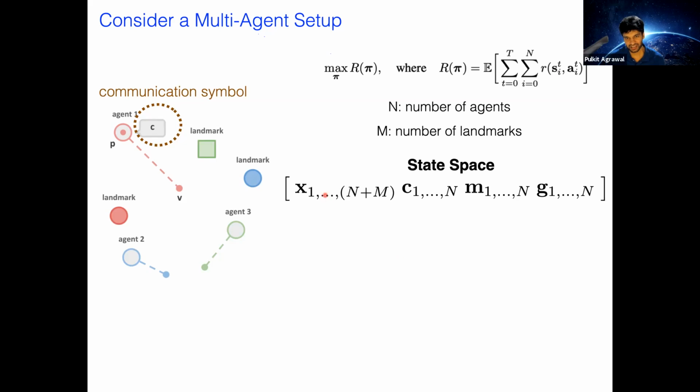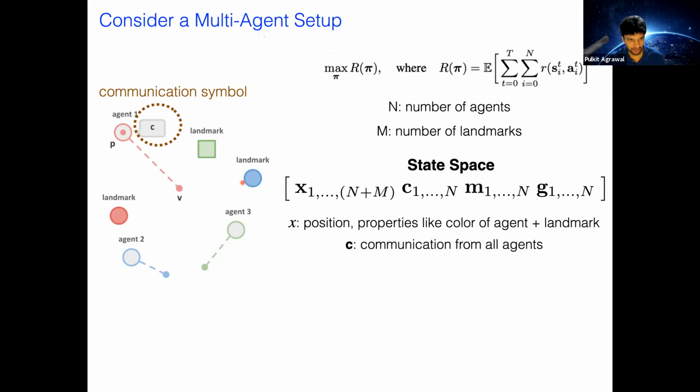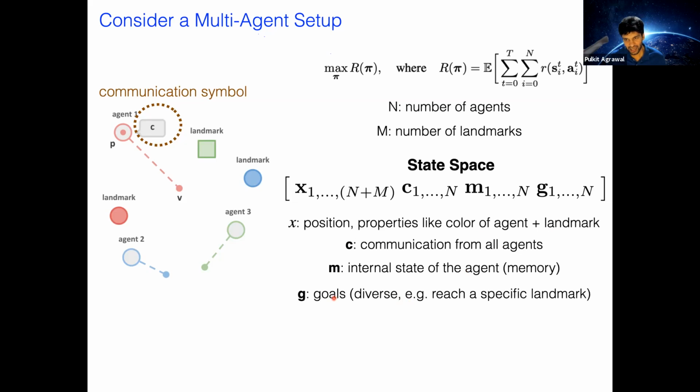Let's assume the state space of each agent has the location of all the agents and the location of landmarks, plus some properties of the landmark, which is X. Then C is the communication from all the agents, so this agent knows what all other agents are communicating to it. Then M is some vector, which is the internal state or memory of the agent, because it might want to remember the communication from past time steps. And G are the goals of the agent, and each goal might be specific to the agent. Let's assume there's a diverse set of goals, because if you just have a single goal, there is no need to communicate. You only need to communicate if there is diversity in what you're trying to do, and goals are kept private to each agent.